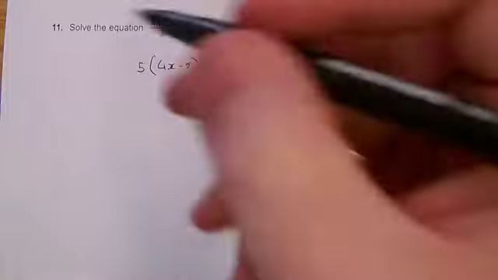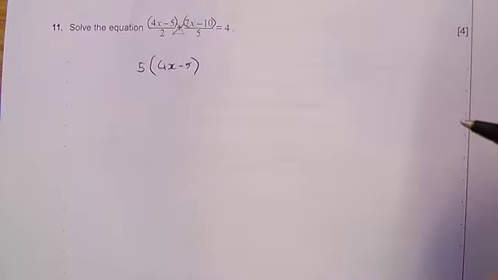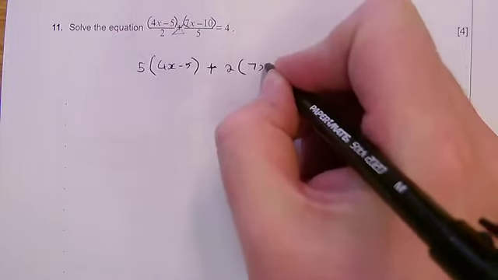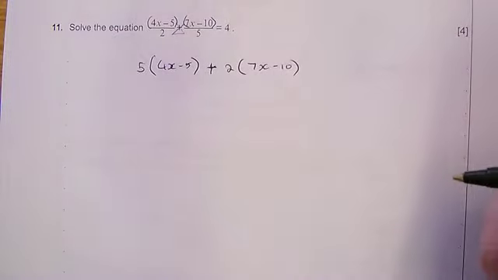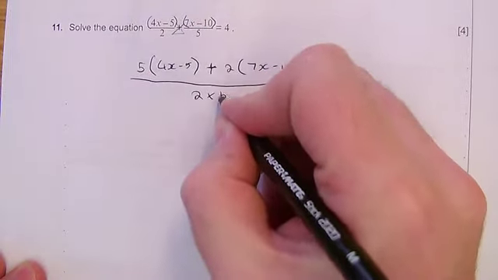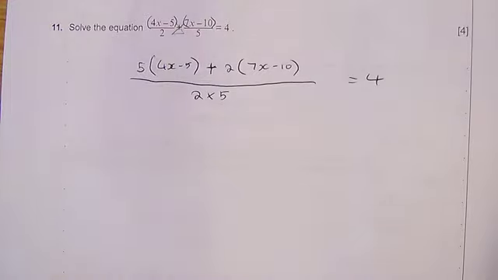If you want to start off to help yourself, some people like to put the brackets in to start with, so they know they're all locked in like that. That's fine. You've got add, because you've got add in the middle. And 2 multiplied by 7x minus 10, all over 2 times 5. And that equals 4. Don't worry about the 4 for now, just put it there for now, okay?